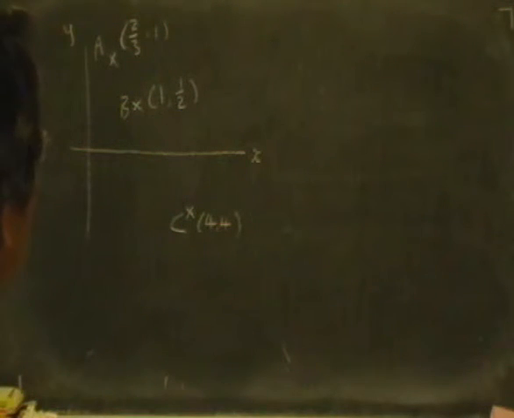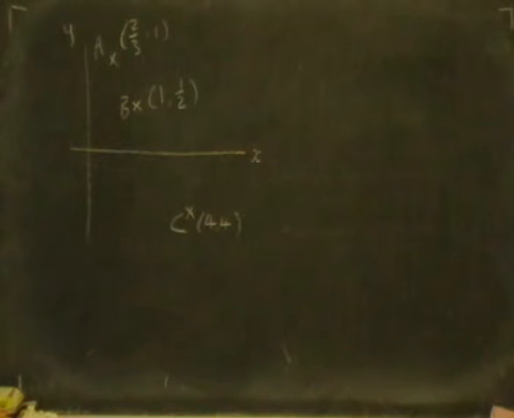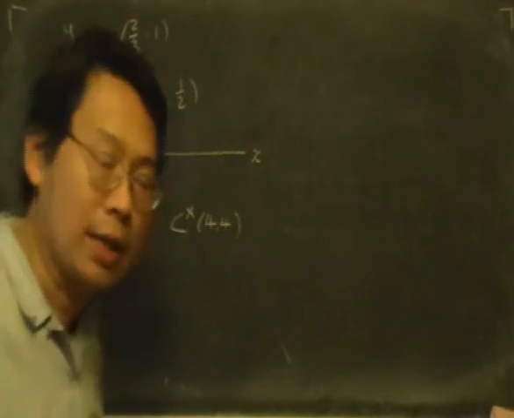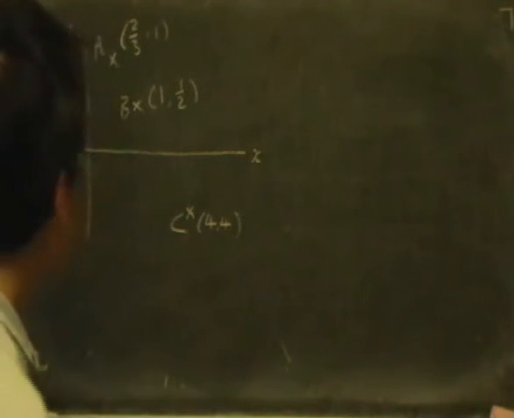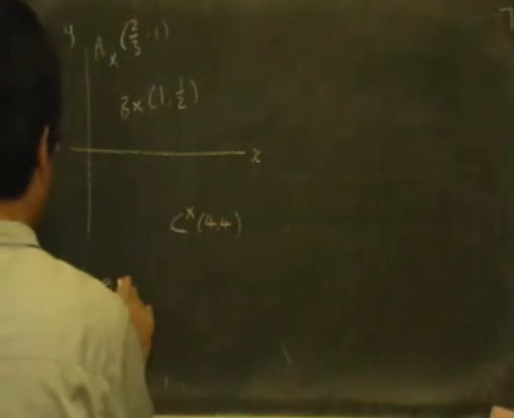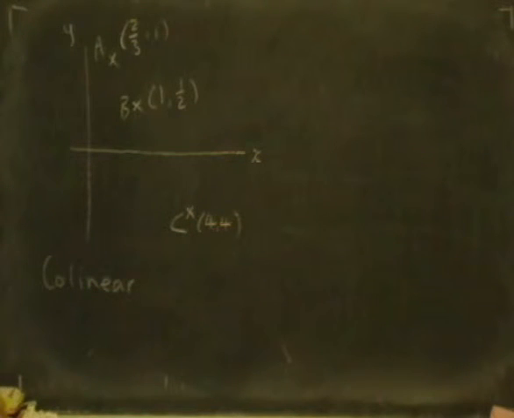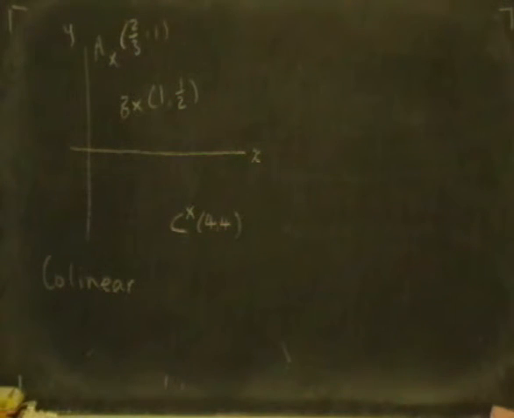Suppose I have 3 points, A, B, and C. The question is, show that those 3 points are collinear. So collinear means that they all lie on the same straight line. That's the question.